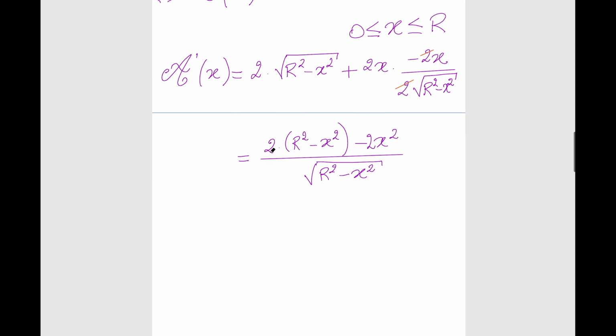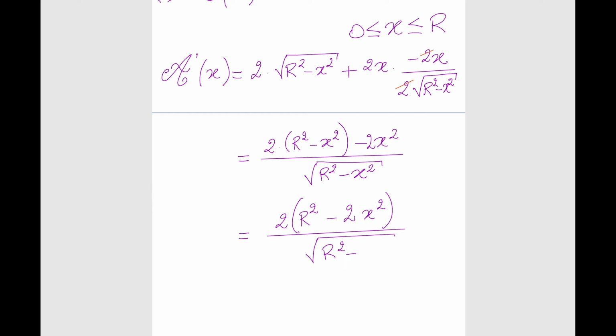All right. So this means upstairs 2r squared minus 2x squared minus 2x squared, which is minus 4x squared. Am I correct? And if you factor out 2 over here, we get something like this, and that denominator remains the same.